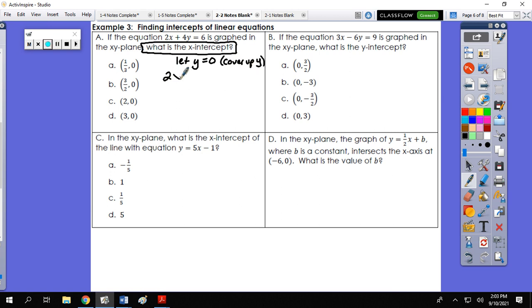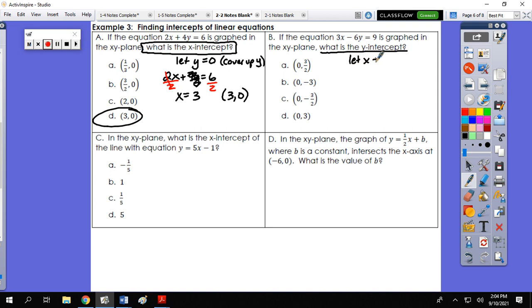So when we have that equation 2x plus 4y equals 6 and we plug in 0 for y, what happens is that y term disappears. And we solve what's left to get x equals 3 by dividing each side by 2. Which means that the point 3, 0 would be our y-intercept. I'm sorry, x-intercept.